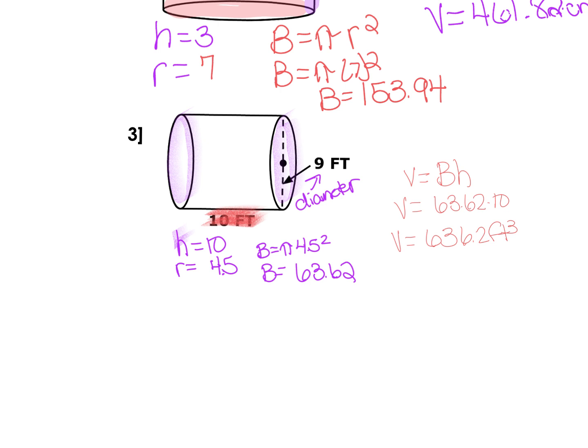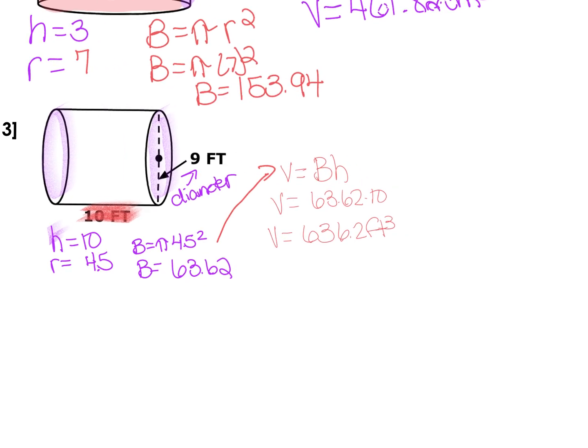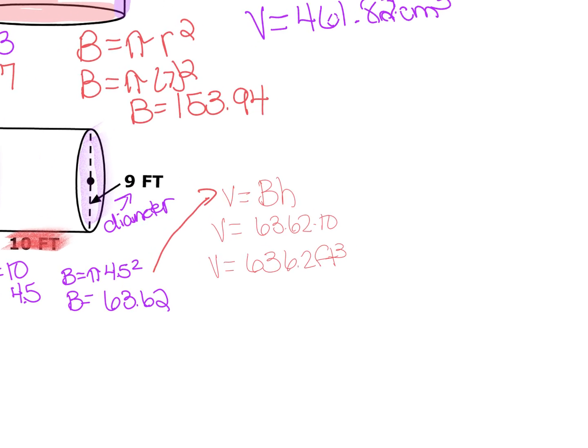My radius is 4.5. And now I'm going to calculate my big B, the area of the base. So I did my pi 4.5 squared, got my 63.62. And then I put this into my volume formula, which is my big B times H, which is 10. So you should have gotten a total of 636.2 feet cubed.